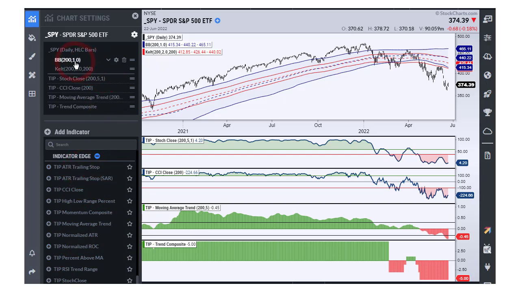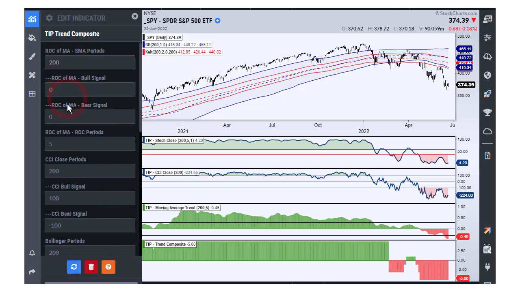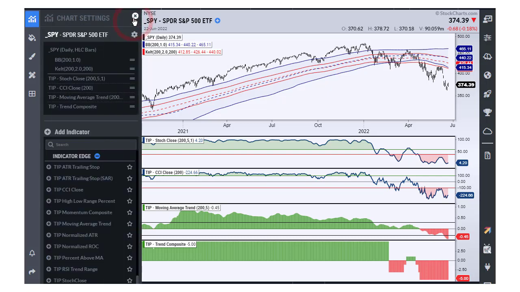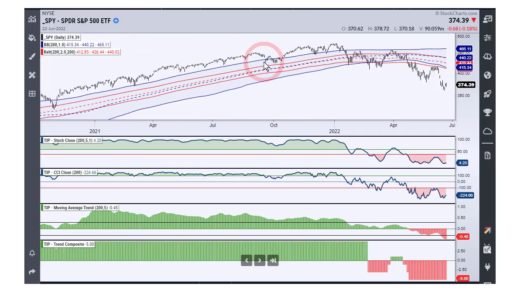And then at the top, you can see the Trend Composite indicators individually, and you can click on the Trend Composite to change those settings for the individual indicators. And so what I've done is I've changed all of them to 200 days instead of 125. And so we can see here that we're above both the upper Keltner channel line and the upper Bollinger Band for quite a long time. That's a strong advance.